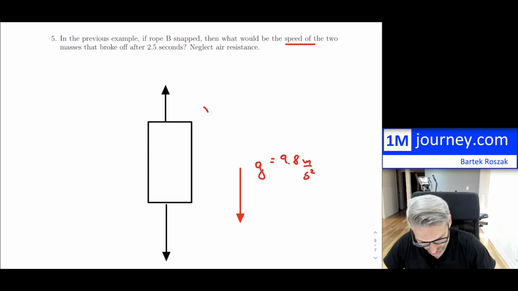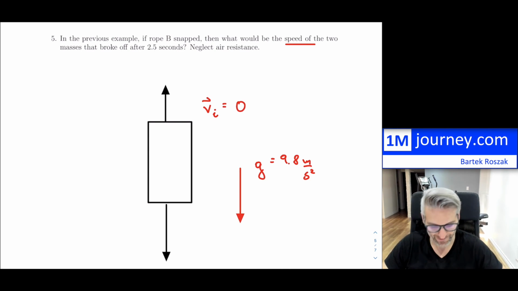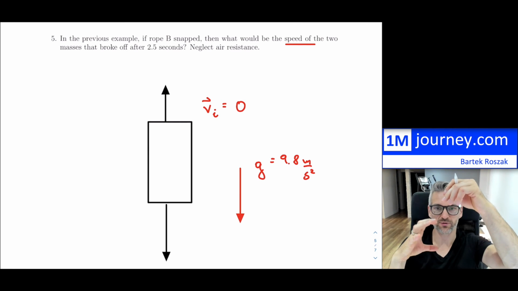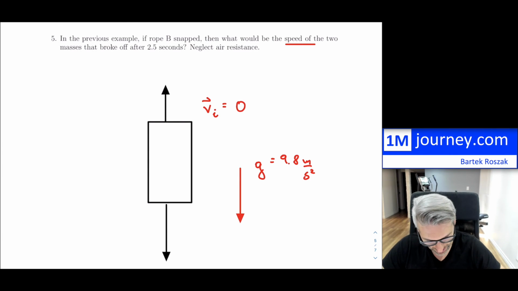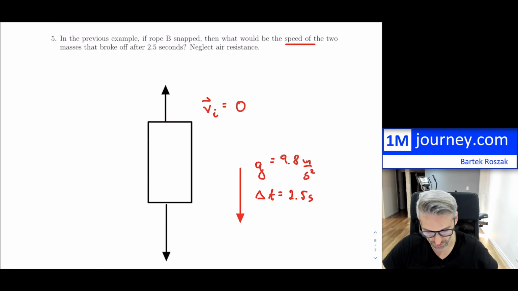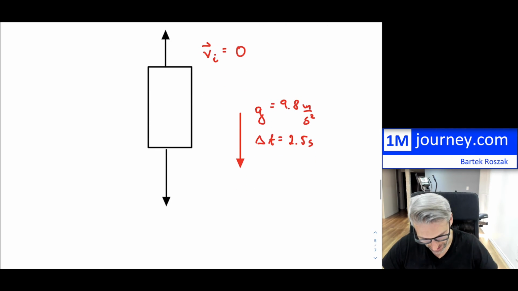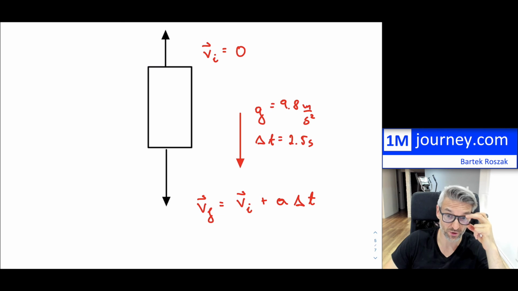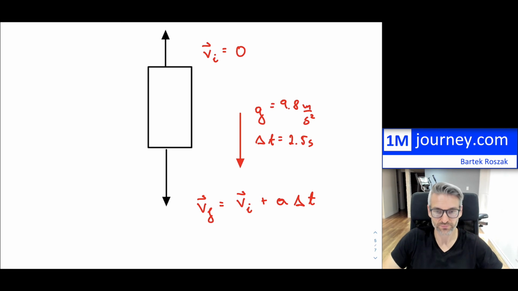Well, we're going to be assuming that the initial speed was just 0, because I guess the rope was holding it and then it just snapped. So it went from nothing and then it started going. Now they're telling us this is after 2.5 seconds, so t is 2.5. So now you have to go back to your kinematics equation. V final is equal to V initial plus acceleration times delta t. You can go back to those equations if you don't remember.